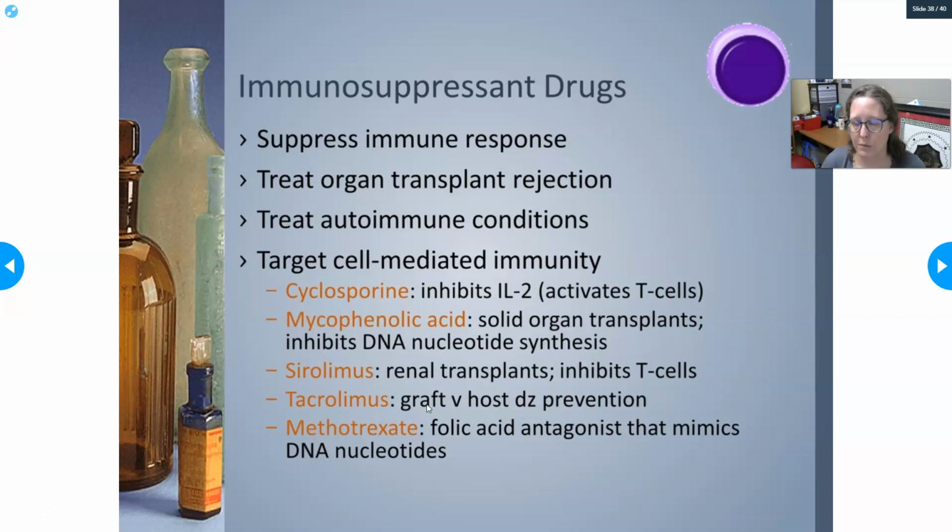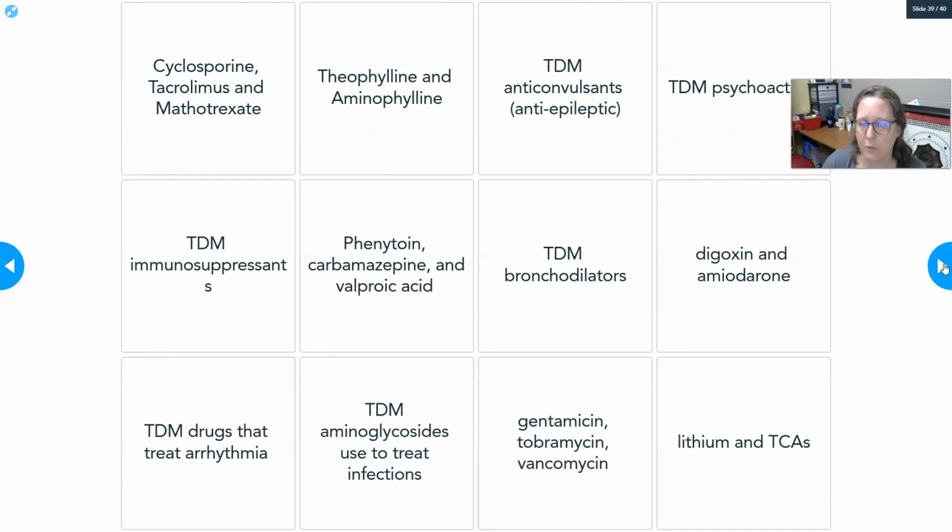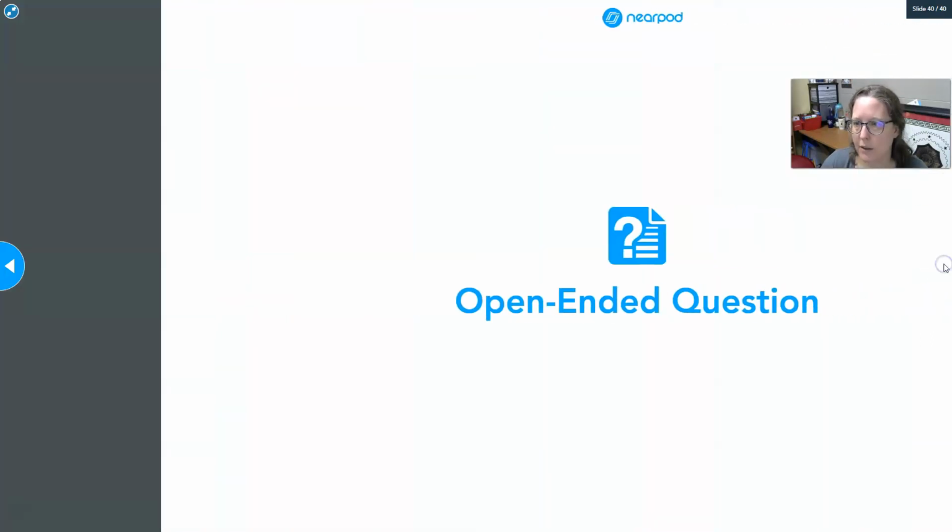So obviously we want to closely match that, but this can be used to try to prevent this graft versus host disease. And then lastly is methotrexate, which is a folic acid antagonist that will mimic DNA nucleotides. This one can be used in RA and other things. So quick little matching thing for my students.